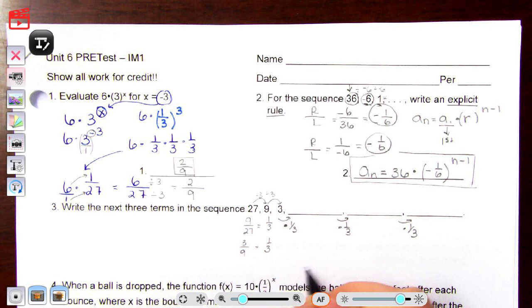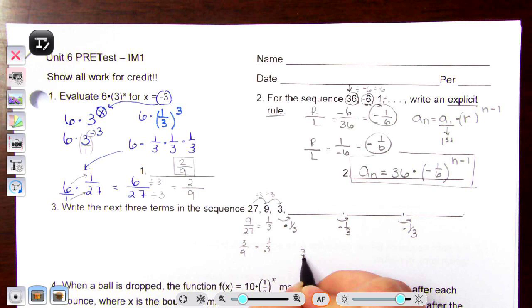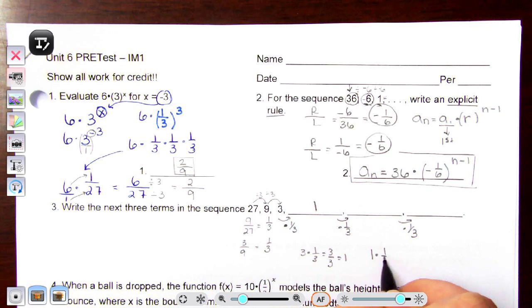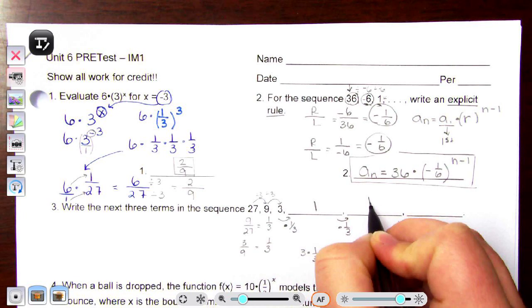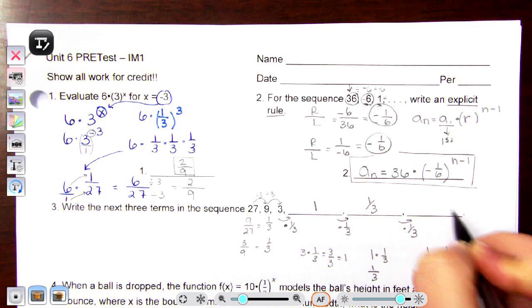So then 3 times 1/3, well, that's 3 divided by 3. That's just 1. Then I have 1 times 1/3. That is just 1/3. And then 1/3 times 1/3, and that is 1/9.